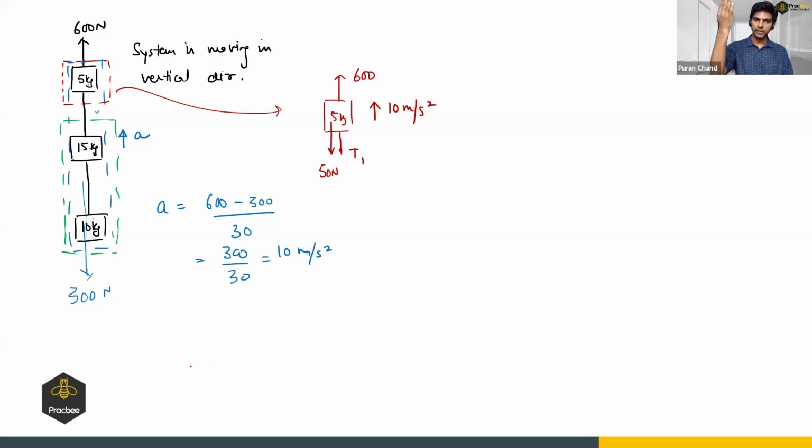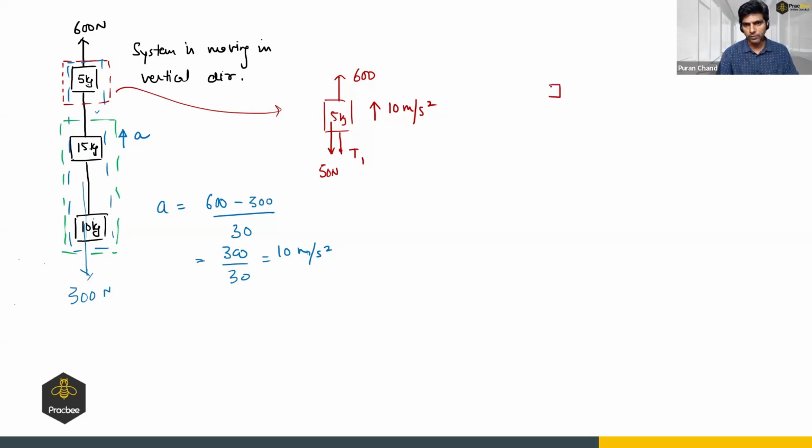So what is the net force in the direction of acceleration? Aditya, can you tell me the net force in the direction of acceleration? No, look, 600 is in the direction of acceleration. 50 is in the downward direction. T1 is in the downward direction, right?